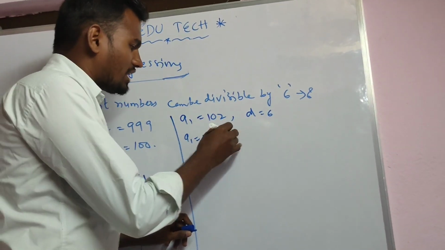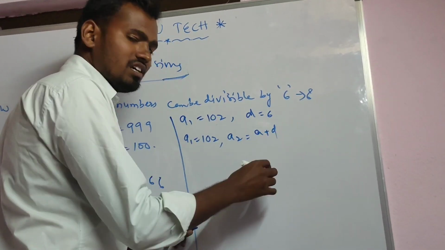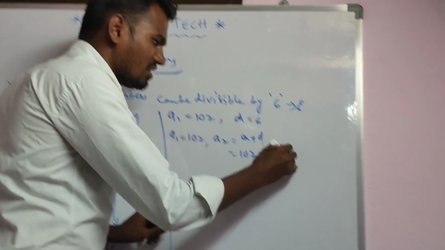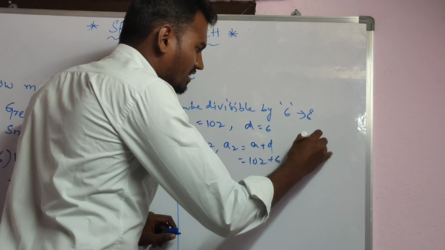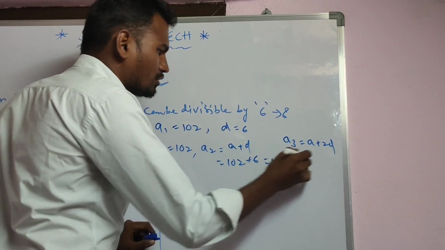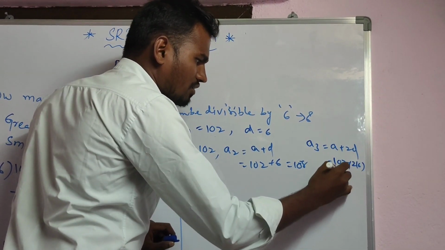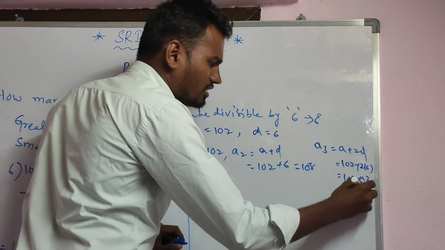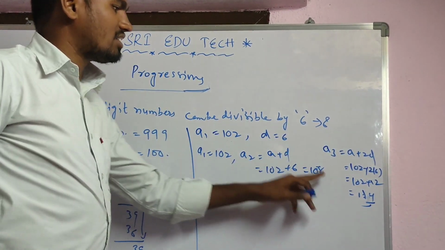Then a2 is equal to what? The formula is a plus d. What is a? 102 plus d means 6, that is 108. Next, a3 is equal to a plus 2d only. 102 plus 2d means 2 into 6. 102 plus 2 sixes are 12, that is 114, that is a3.